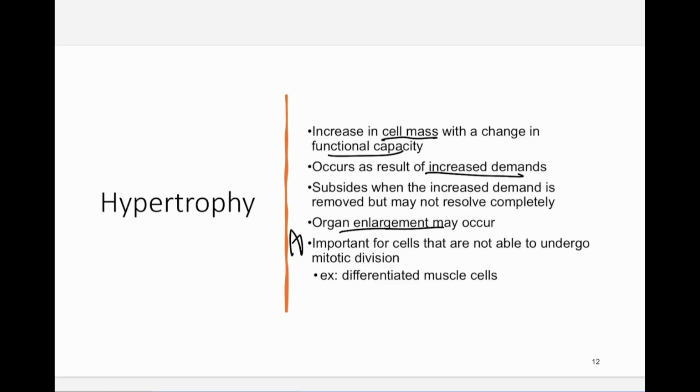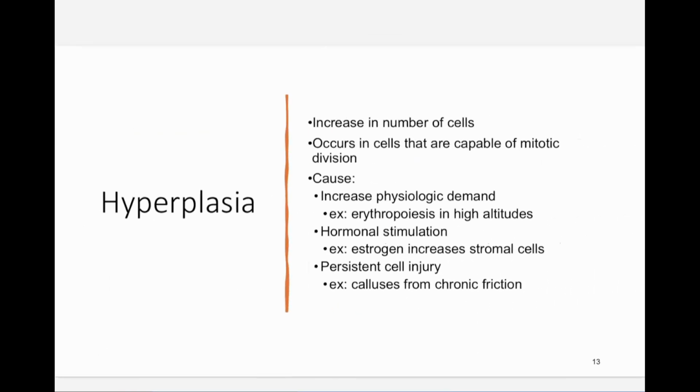This is key right here. The important thing is that they can't undergo mitotic division, so they can't divide and get more muscle cells, so the muscle cell itself just has to get bigger. So differentiated muscle cells just get bigger and thicker, they can't divide. Hyperplasia is an increase in the number of cells. So now these cells can undergo mitotic division, so they start multiplying like crazy.